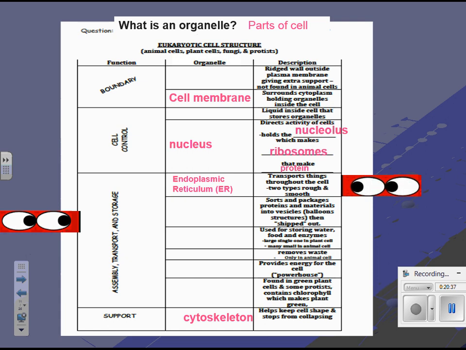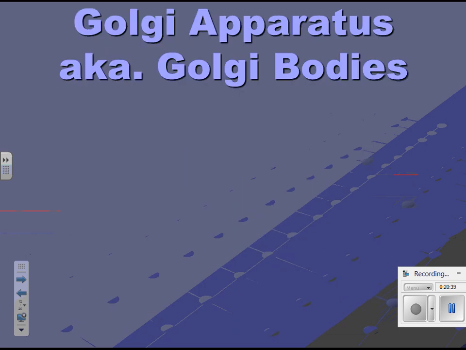All right. Next, we have some funny little name called Golgi Apparatus or Golgi Body. It's named after a scientist whose last name was Golgi. Therefore, that's how it got its name. But it goes by two things, Golgi Apparatus or Golgi Body. Now, if we're looking at the analogy of our city, the Golgi Body would be your post office.